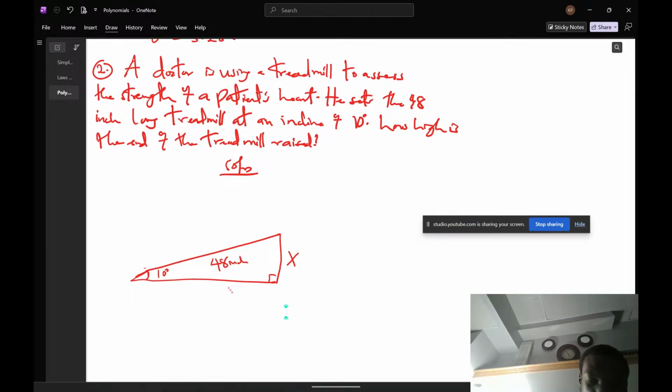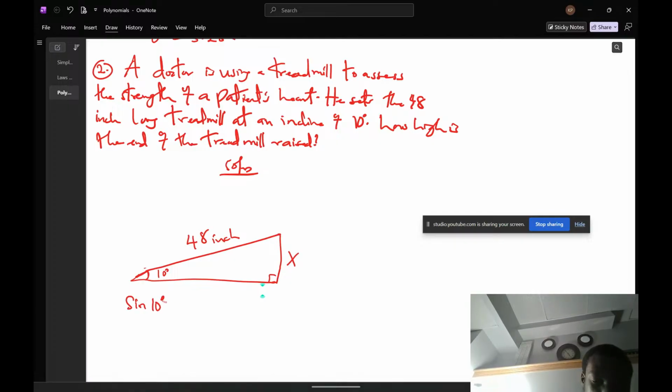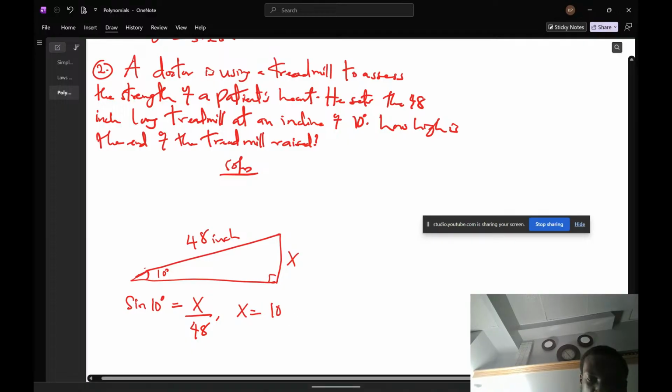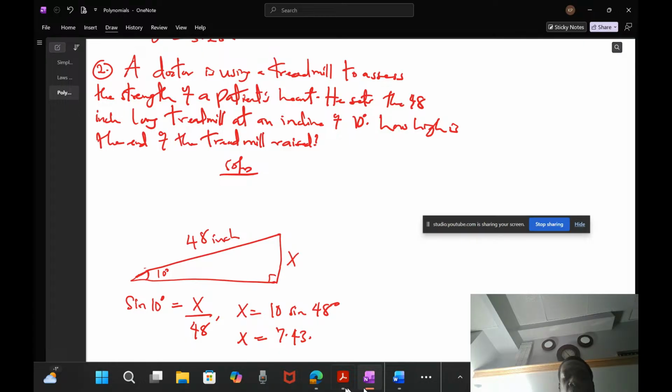So now we are given the hypotenuse, which is 48 inches. So we say that sine 10 degrees is equal to opposite over hypotenuse, that's x over 48. Okay, so that will be x is equal to 48 sine 10. We'll put 48 sine 10 in the calculator, and that will be equal to 7.43. So this is how high the end of the treadmill is raised.